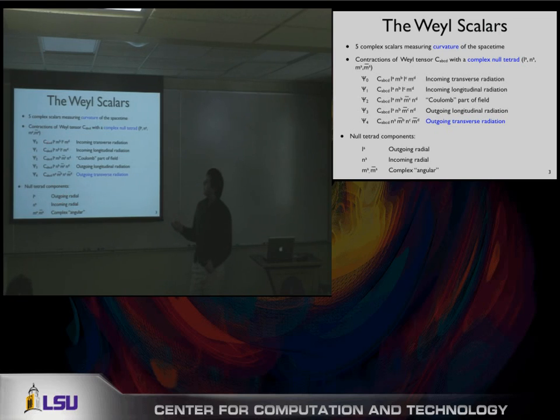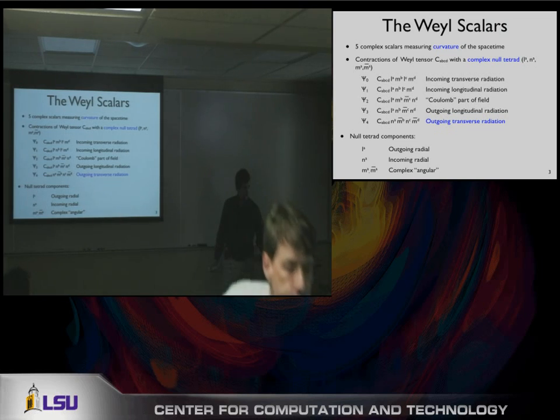So you contract the Weyl tensor with these different tetrad components, and this is psi0, this is psi1, psi2, etc. And you have physical interpretations for each of these. For example, psi2 is sort of the Schwarzschild Coulomb part of the field, so it just decays in some simple way if you have Schwarzschild. It describes the mass that's in the system. And the interesting one usually is psi4, which is the outgoing transverse radiation. That's the gravitational radiation that you would detect with a gravitational wave detector, like LIGO. So this is how you compute these.